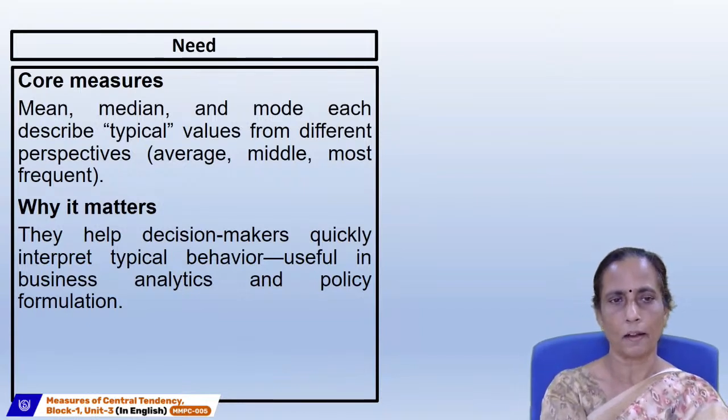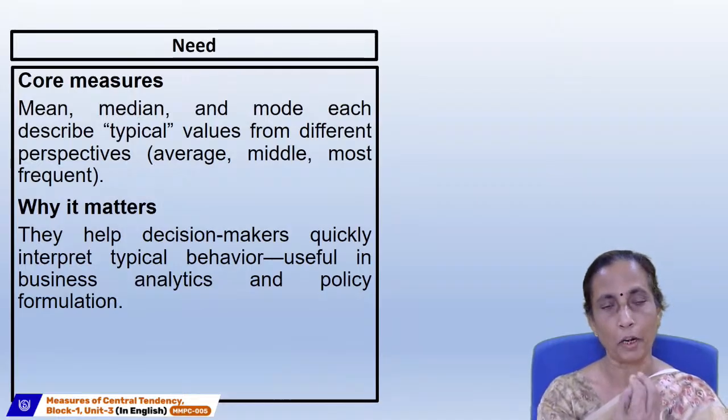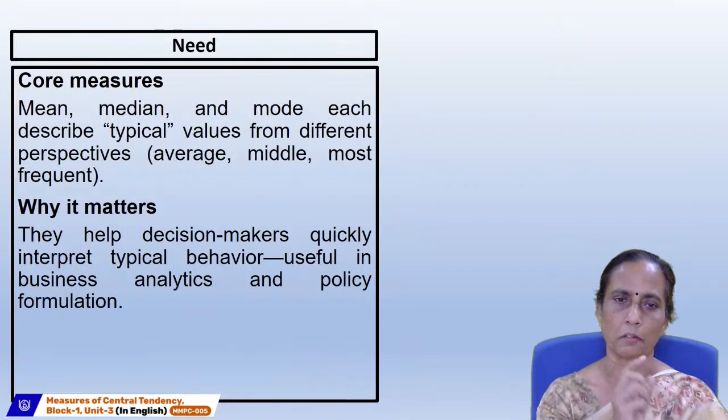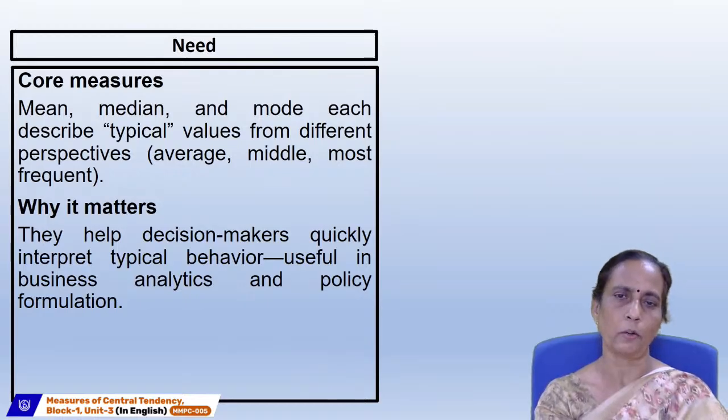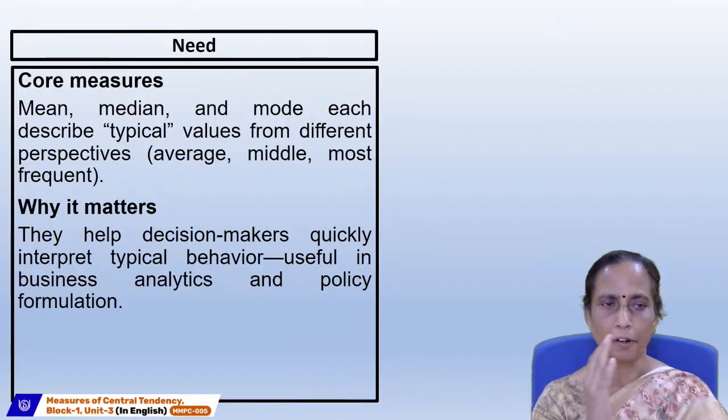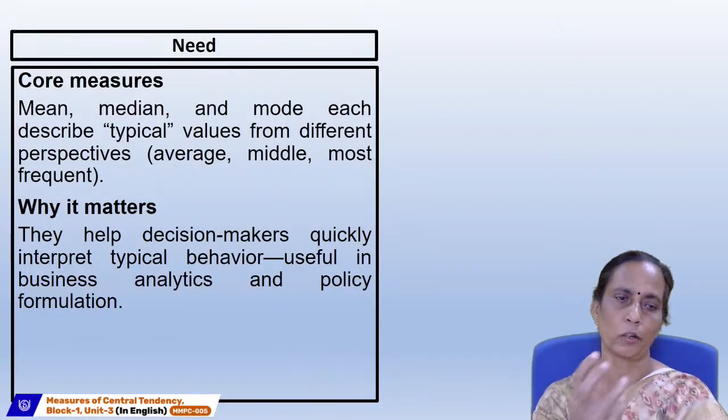So core measures are your mean, median and mode. Each describes a typical value from a different perspective. The average value is your mean, the median is the middlemost value in the series, and the most frequently occurring value is your mode.